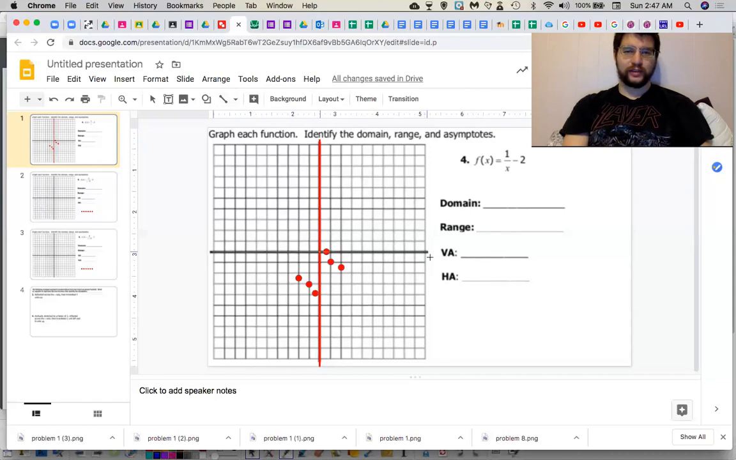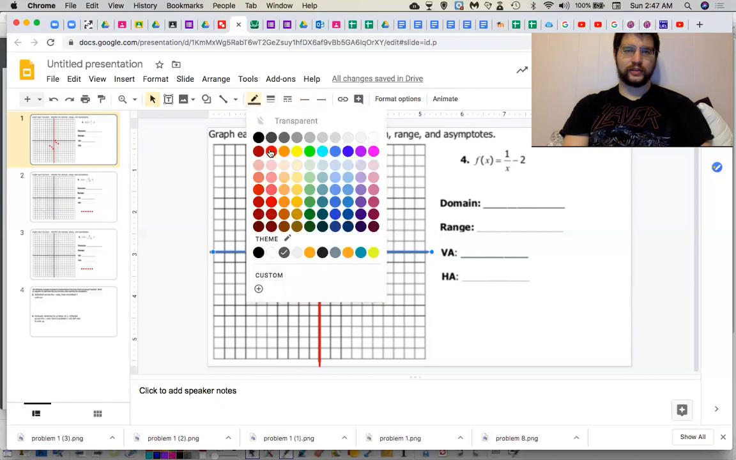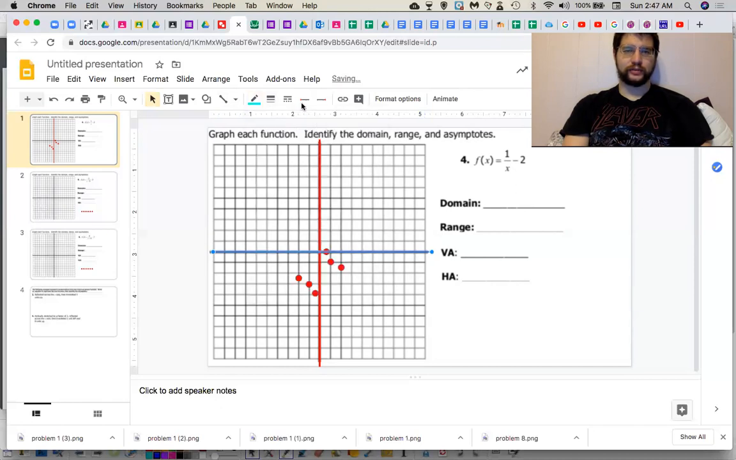Holding shift down again, and there's where my asymptote would originally be. I'll do light blue for this one. But we went down 2 units, so 1, 2. You could again draw your asymptotes before shifting, but then they might go off the grid, and that really doesn't matter, but up to you. Got our asymptotes. We've got our points.